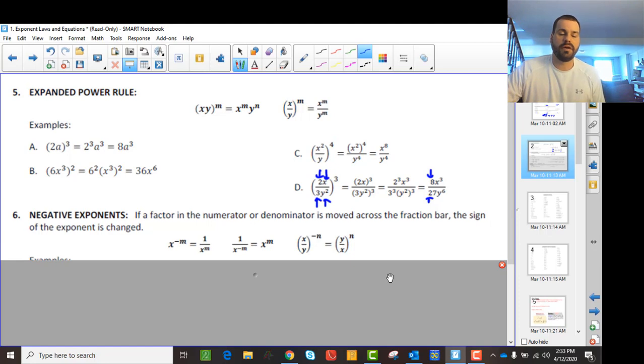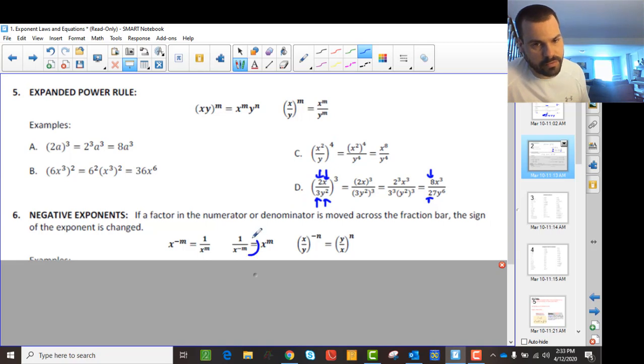Negative exponents, I'm not sure that you would have seen this before, but with negative exponents, what you do is you just flip the base. So if you have a number or a variable that's raised to a negative exponent, you flip the base. So if x is raised to the minus m, it becomes 1 over x to the m. And then again here, if x to the minus m is in the denominator, it flips up to the numerator. So if you have a fraction like x over y, you just flip the base, y over x, and you change the exponent to a positive.